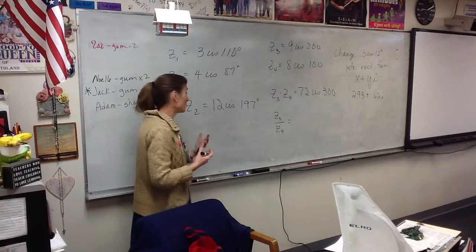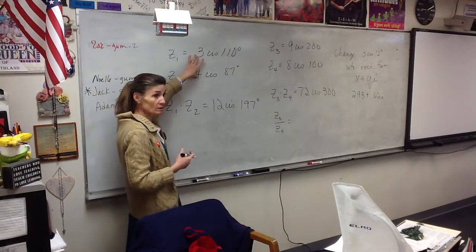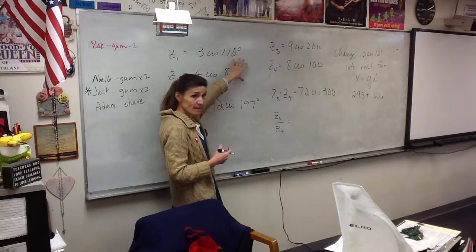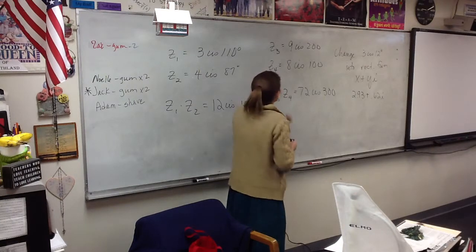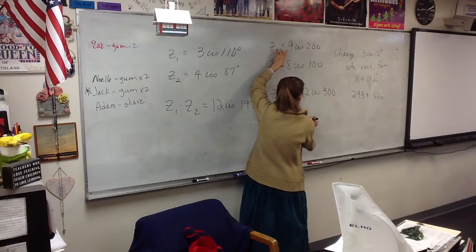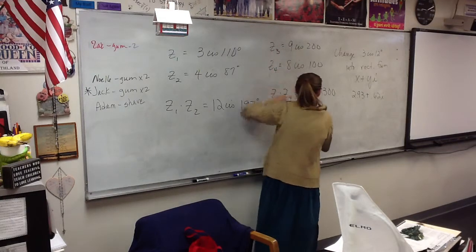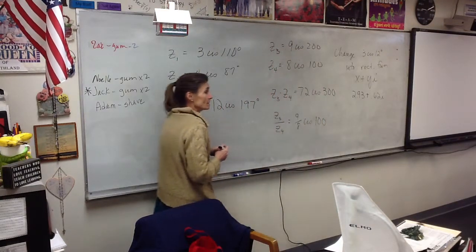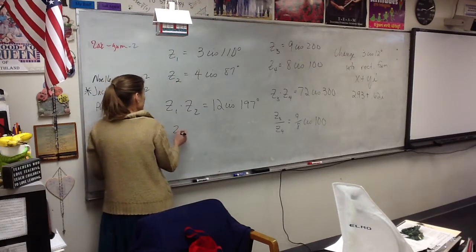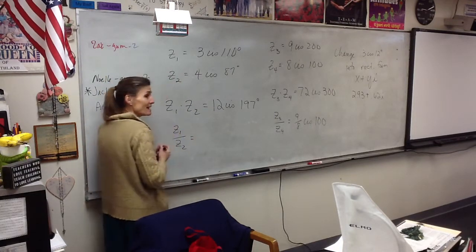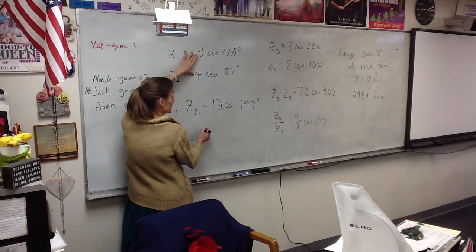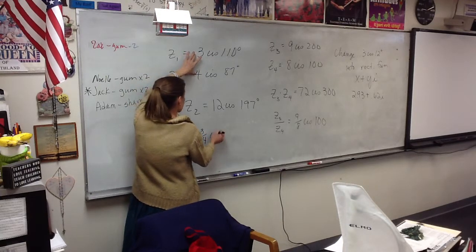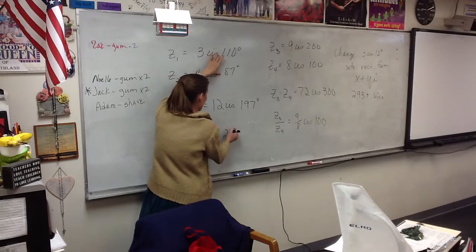Okay, how did we multiply? What did we do when we multiplied? We multiplied the R's and added the angles. What do you think we might do in a division problem? You're going to divide the R's and subtract the angles. Perfect. So if we wanted, come back to our original Z1 and Z2, if we wanted to divide these guys, the quotient would be 3/4, divide the r's, CIS, subtract the angles.